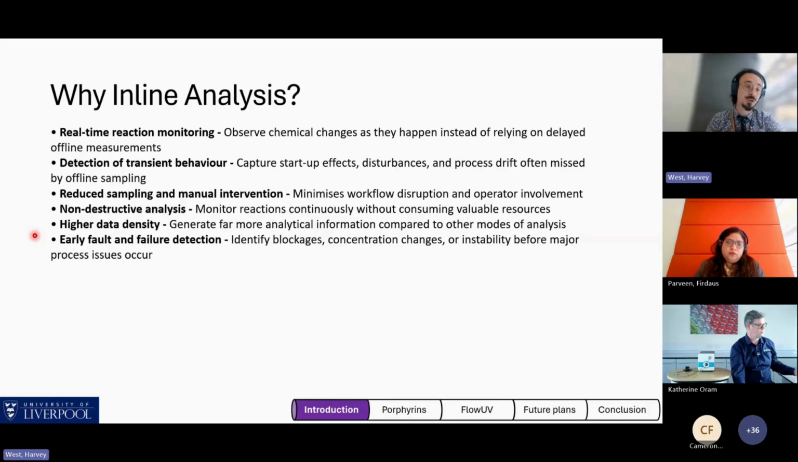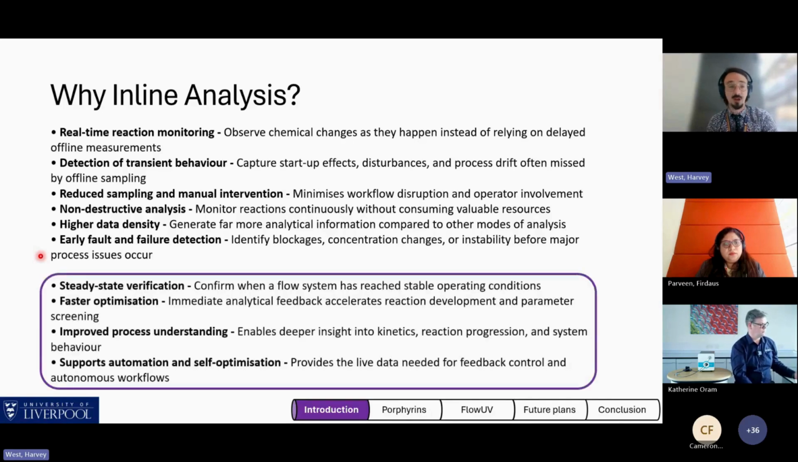We've also got the opportunity for earlier fault and failure detection, which when working with flow chemistry can be absolutely life-saving, particularly when you can notice the fingerprints of blockages forming, concentration changes, or instability in our system or our process. Just to bring back my favorite purple box, these are the key elements that really align most closely with my current research.